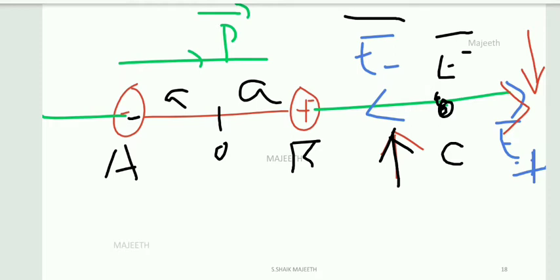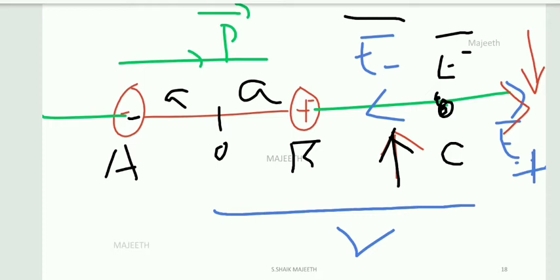And also we assume that the distance from the center to the field point is R. C is a point where we are going to find the electric field, so we call that point the field point. The distance from C to O, that is the center of the dipole, is R. Clear? This is very, very important.